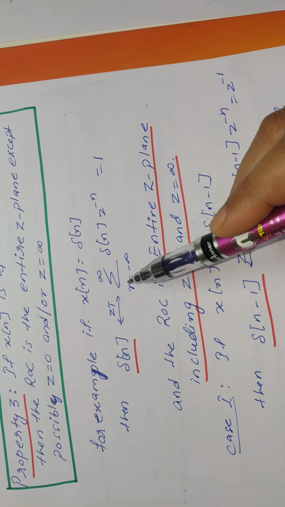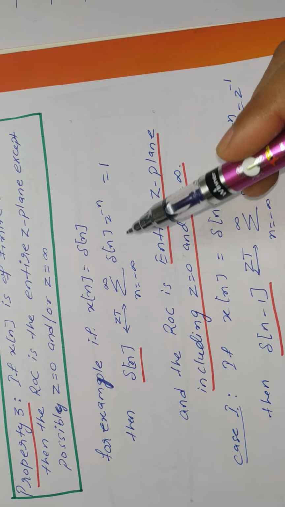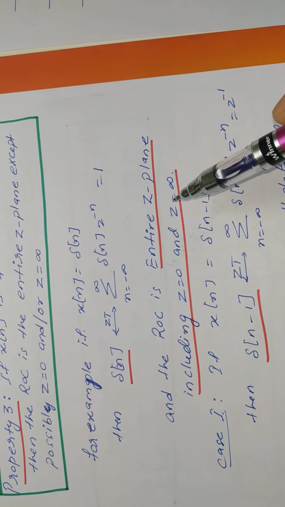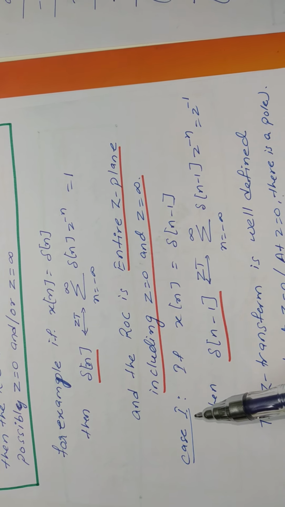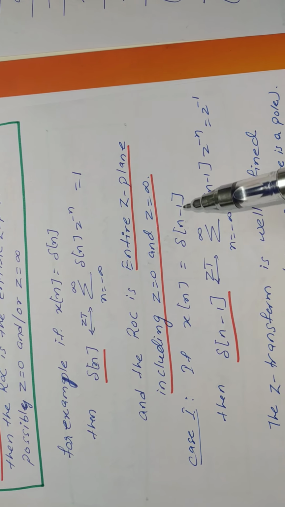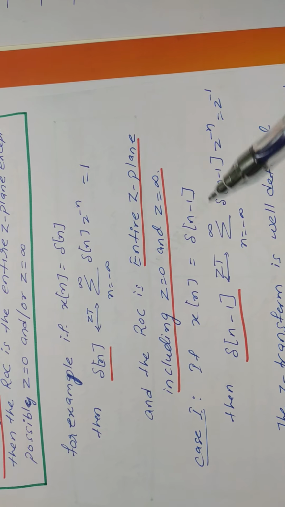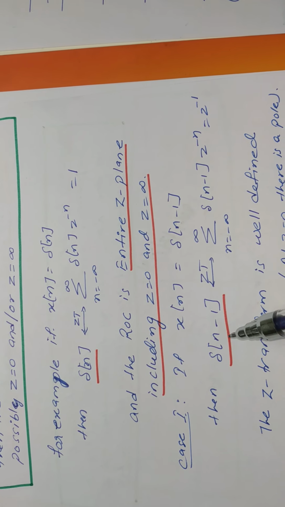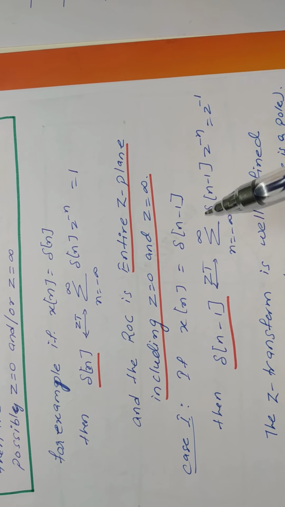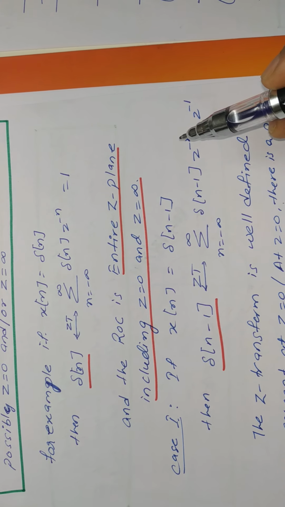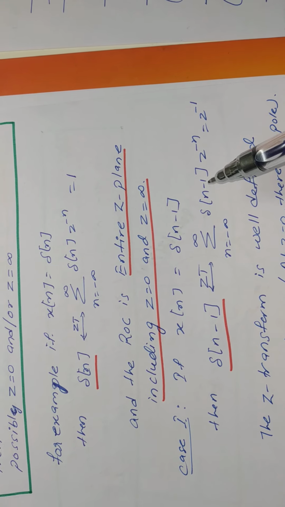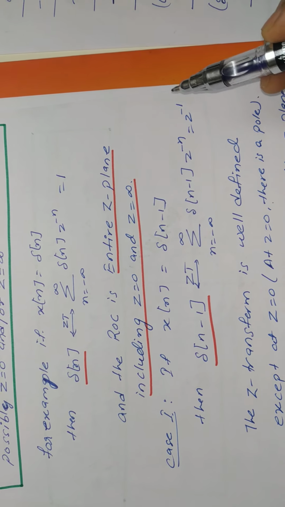For delta[n], we know that X(z), the z transform, is 1, and the ROC is the entire z plane including z equals 0 and z equals infinity. Now let us take another case, the first case. Let x[n] be delta[n minus 1]. That is, we are shifting it to the right. If we take the z transform of delta[n minus 1], it will be the summation over n from minus infinity to infinity of delta[n minus 1] z to the power minus n. It has a value at n equals 1. Hence it is z to the power minus 1.